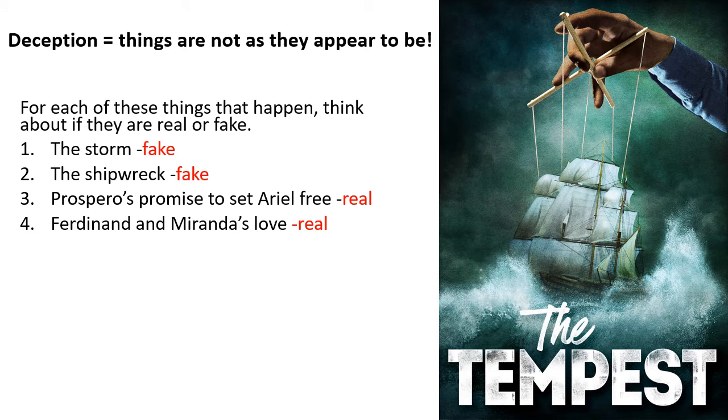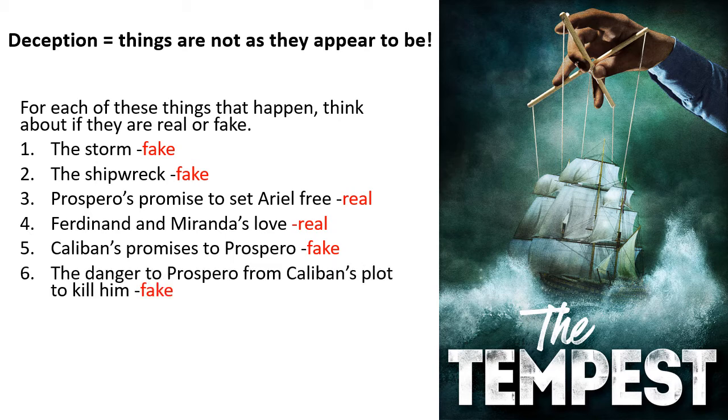Ferdinand and Miranda's love. Well, I think we are supposed to think that that's real. Although it's hard to tell because Prospero brings them together in such an artificial way, but at the end, when they leave the island, they still want to be together. So I think that's supposed to be real love. Caliban's promises to Prospero. Well, these are fake. He promises that he's going to be good, but he's really not. The danger to Prospero from Caliban's plot to kill him, well, there's never any real danger, is there? Because Prospero knows what's going on all over the island, so the danger is not real.